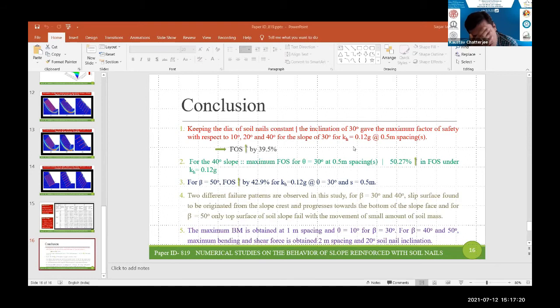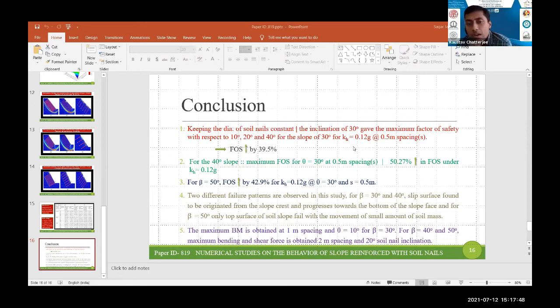And the soil that you have taken, is it a homogeneous soil or a layered soil? No, sir, it's homogeneous, isotropic. Homogeneous and isotropic. Okay. So was there any cohesion, or was it purely frictional soil? It's quartz soil. It was purely frictional soil you considered? Yes, sir. Okay.